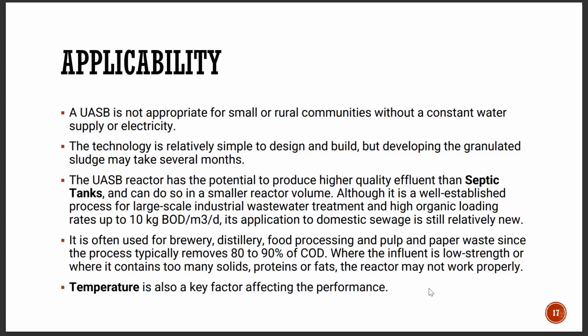And so this is mainly used in industrial plants such as brewery or distillery or food processing or pulp and paper waste, etc. Because typically the process removes 80 to 90% of the COD. And when this influent is of low strength or when it contains too many solids, proteins or fats, the reactor may not work properly. The temperature is also a very key factor affecting the performance of this.